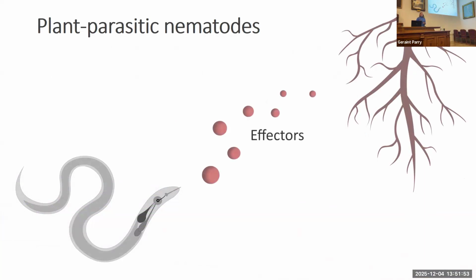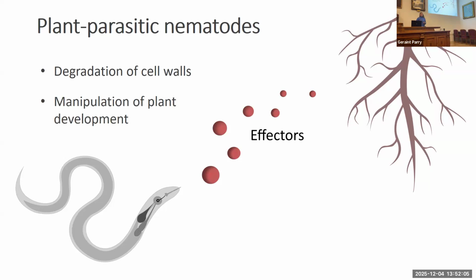Key to nematode parasitism are small molecules termed effectors that the nematodes secrete into the plant to manipulate it. They have very important functions. For example, they help in the degradation of plant cell walls, which is important during invasion. They can also manipulate plant development. And last but not least, they're also very important during the suppression of plant immunity. As you can see from all of these functions, these nematodes heavily rely on effectors to parasitize the plants.